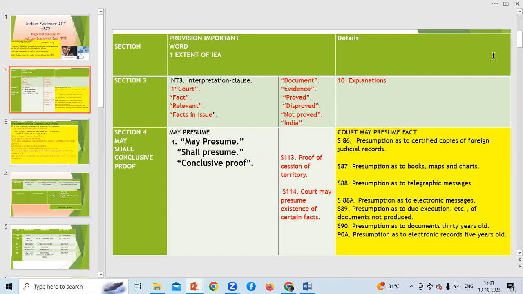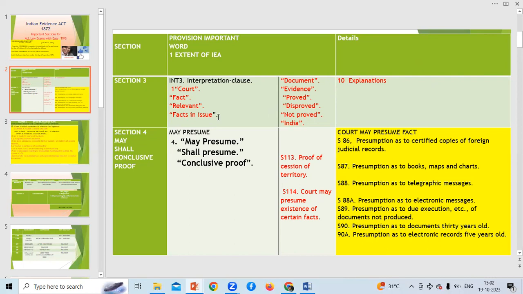अगर every time what is quote ये mention किया जाता तो ये बहुत bulky act होता. So these are the 10 explanations in the interpretation clause of section 3. Remember all these 10 words: quote, fact, relevant, fact in issue, document, evidence, proved, disproved, not proved, India. All these explanations are given in the interpretation clause.